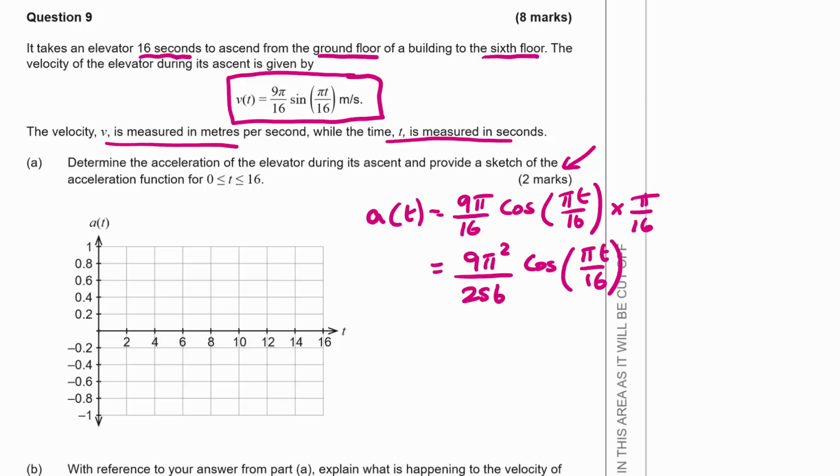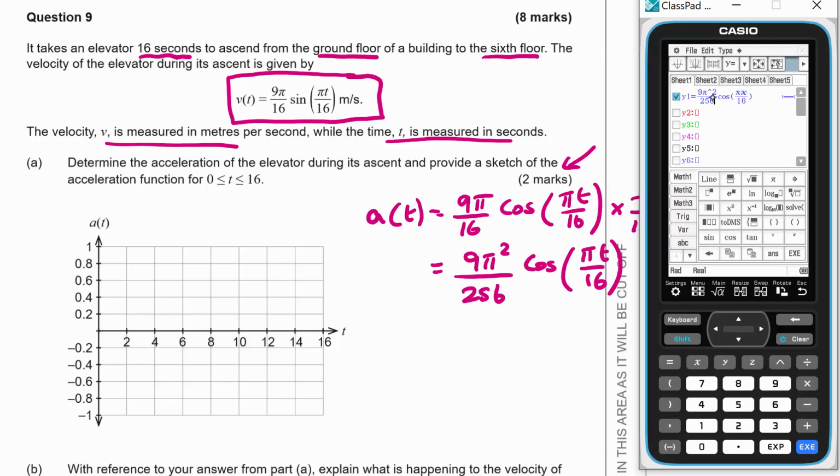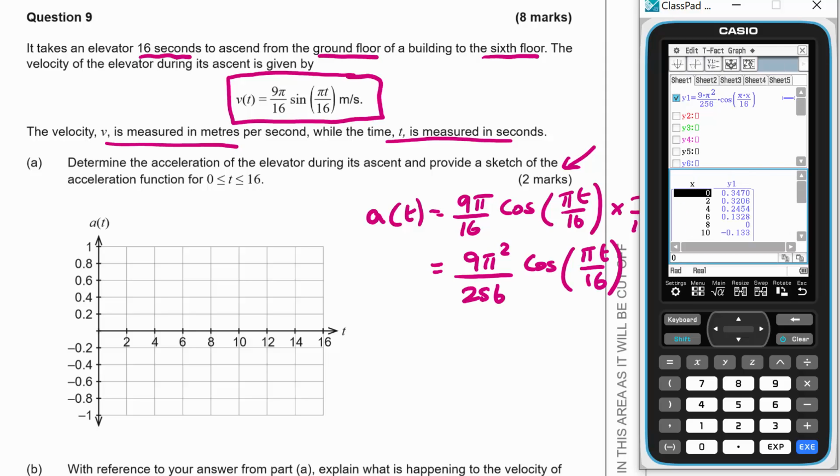Now, it's going to take longer than is ideal for 2 minutes to do this well, but sometimes you just have to do it. And you can see I've already put the function in here. And what I'm going to do is produce a table rather than the graph. This is actually set up quite nicely for me in that I was going to start at 0 and go up in 2s.